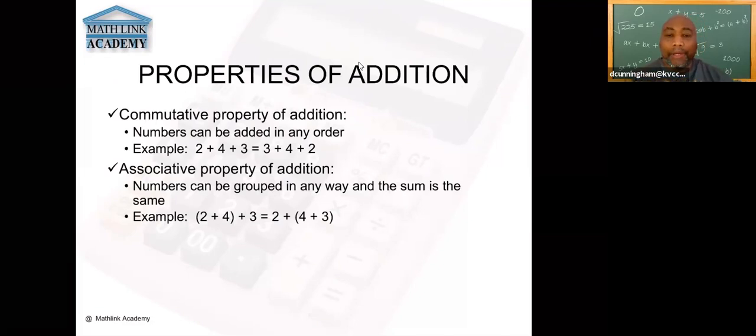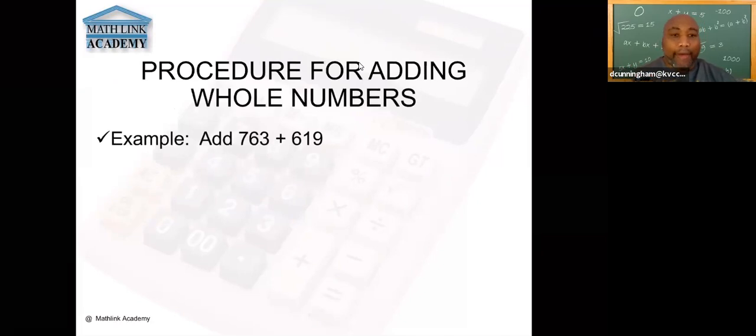There are certain properties we won't necessarily go over right now, but there are two properties that are good to know. They're called the commutative property and also the associative property. These are examples we're going to talk about later on as we move into some other math subjects. But as far as adding and subtracting whole numbers, let's look at an example. We're going to add 763 plus 619. So let's go to our whiteboard to see how that looks.